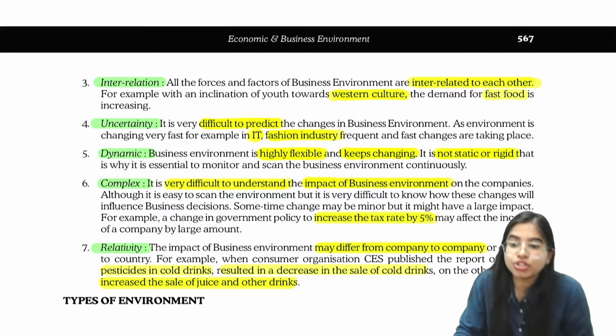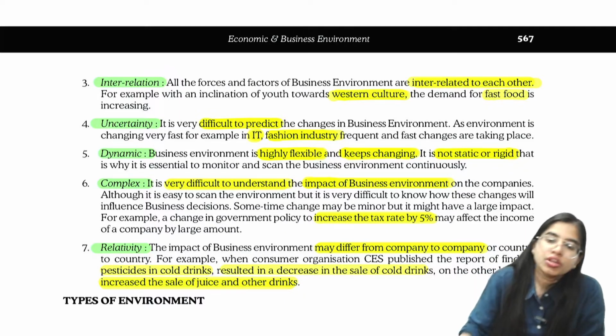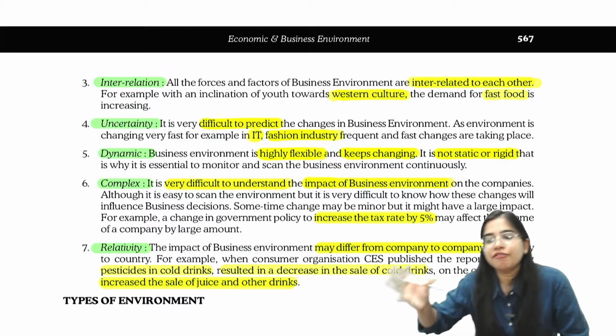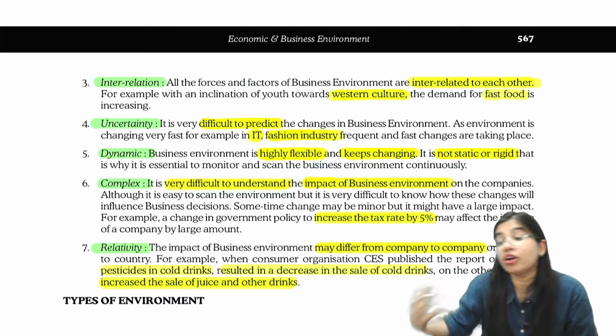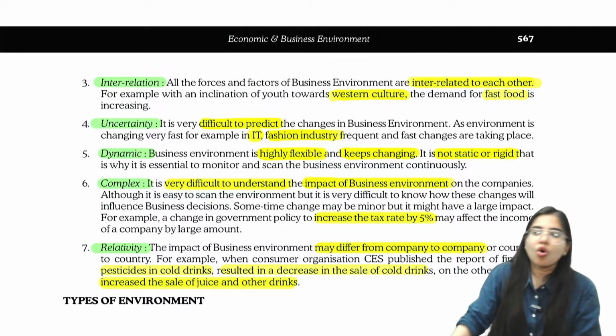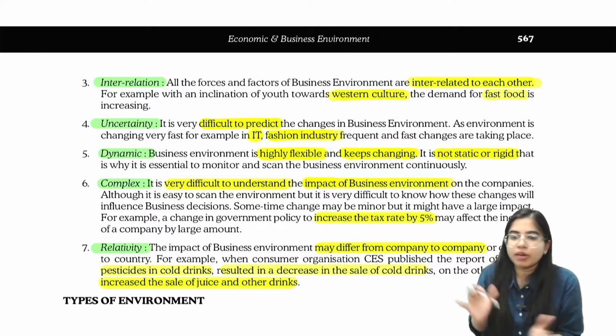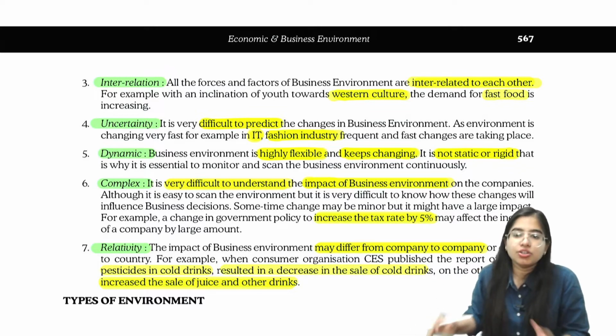Sometimes, according to the change in trend and change in economy, government makes law. So the economic factors also affect political factors. Yes, the economic environment also affects the political environment. So all the external factors, all the environmental factors, are interrelated to each other.